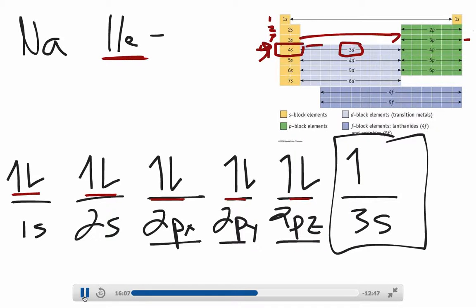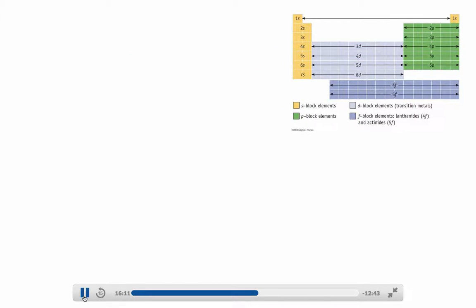So we actually fill 3d before we go back and fill 4p. It's kind of stuck in the middle. So maybe what I'll do here, just so we have one example, is we'll look at scandium. Scandium is a transition metal, so it's in our 3d orbital. And scandium has an atomic number of 21, so it has 21 electrons.